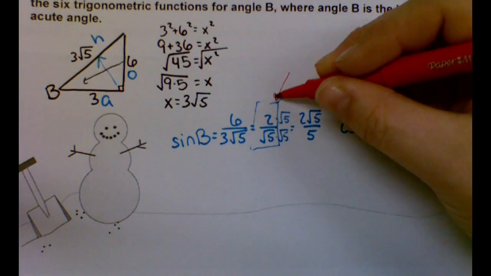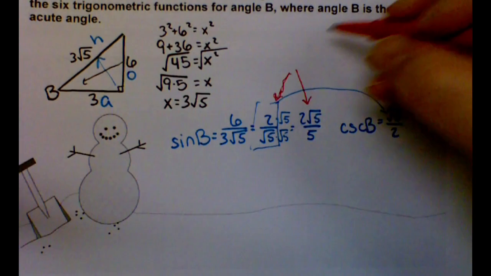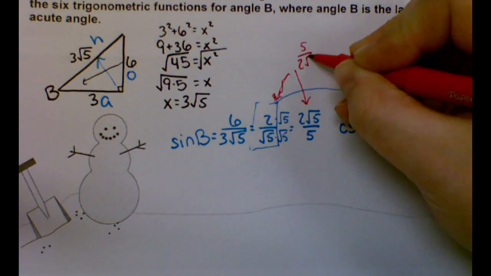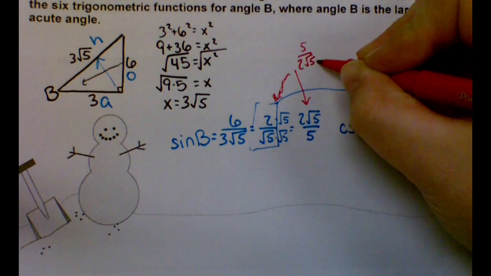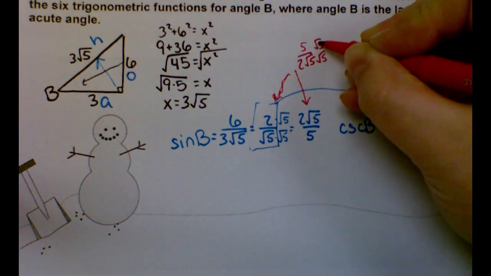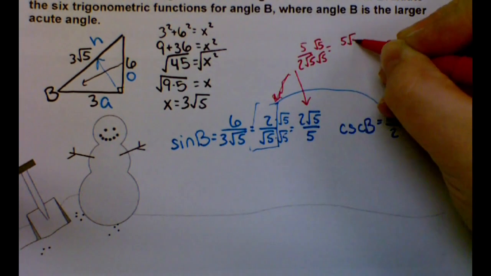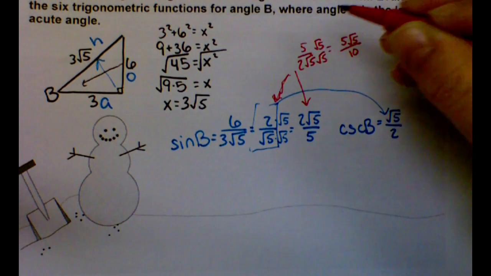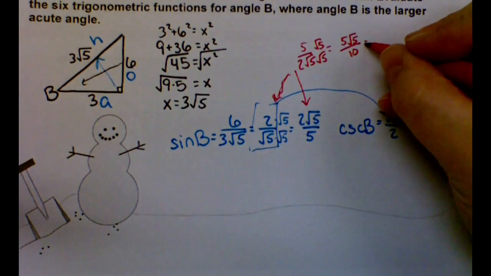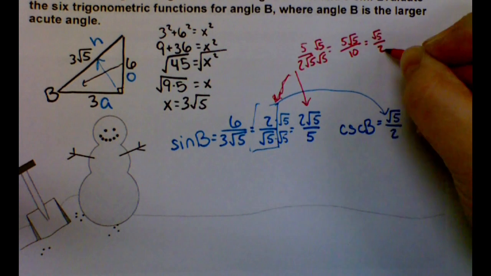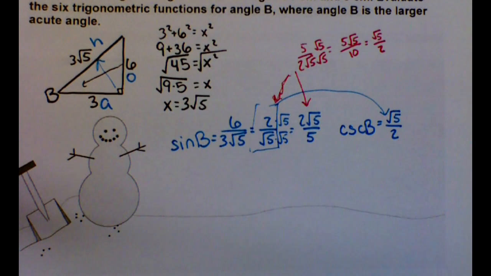so let's say I started here. 5 over 2 square root 5. I have to rationalize my denominator. I get 5 square root 5 over 10. Now I have to simplify the 5 and the 10. It becomes the square root of 5 over 2, which is what we had in a much shorter way.